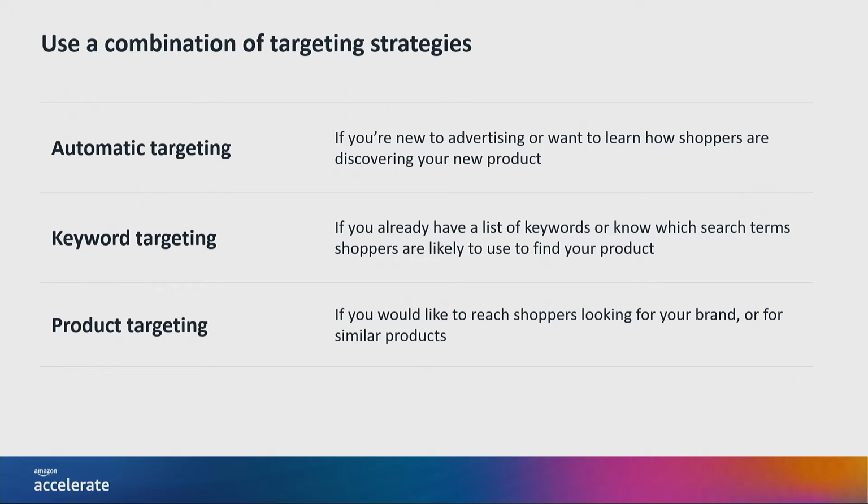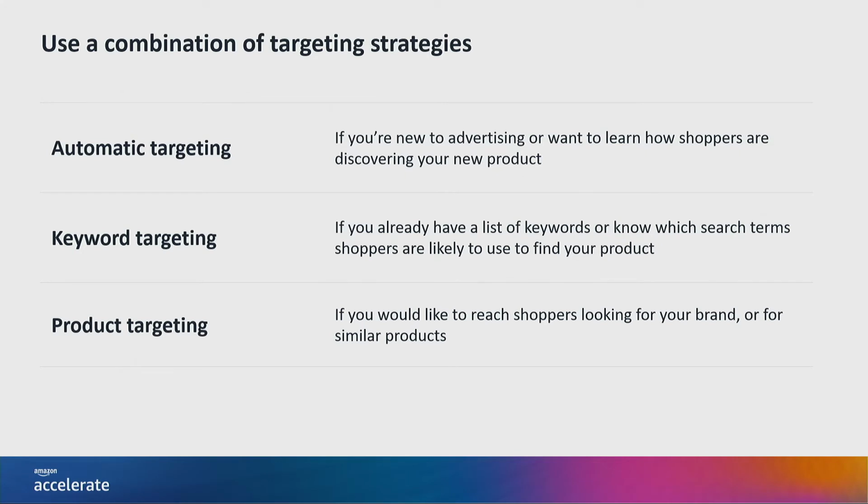So if you're new to advertising or want to learn how shoppers are discovering your new product, use automatic targeting, the easiest and quickest way to get started. Amazon will do the work of matching your ads to shopping terms and products, saving you time and providing important insights on which shopping terms shoppers are using. This is great if you're wanting to understand how shoppers are finding your new product.